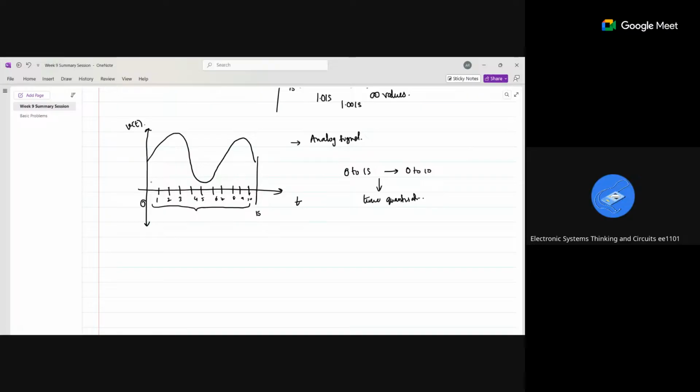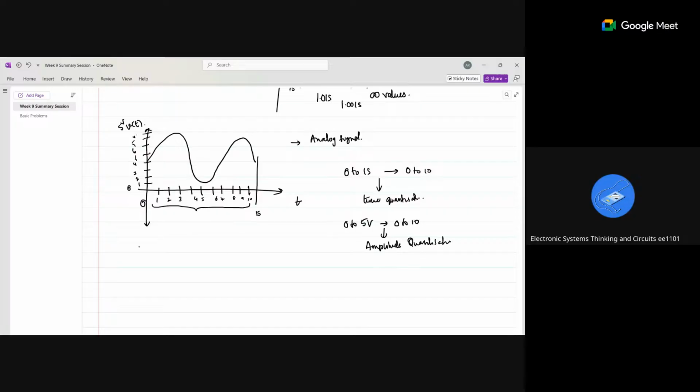In the same way, I will also break the y-axis again into 1, 2, 3, 4, 5, 6, 7, 8. Let it be from 0 volts to 5 volts. Again, the 0 to 5 volts, I am going to write in terms of 0 to 10. And this I will call amplitude quantization. Yes.